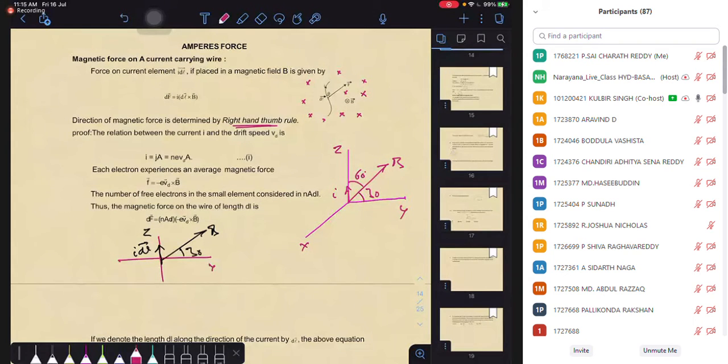It will appear as a dot. X-axis is going to be a dot. Okay, it appears as a dot. It is out of the paper. If you think of 2D.